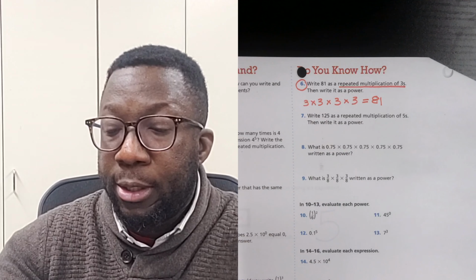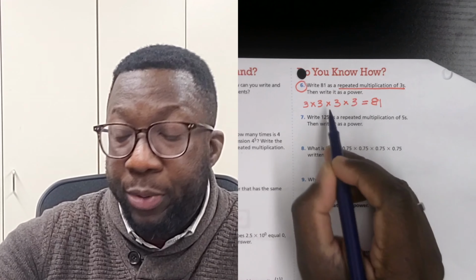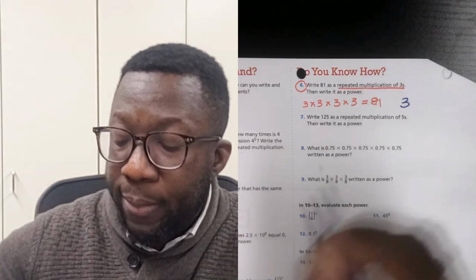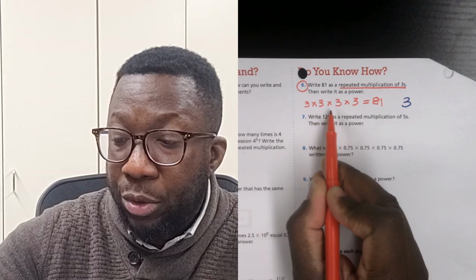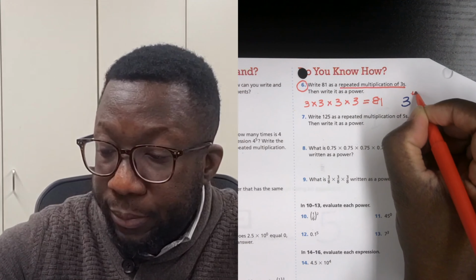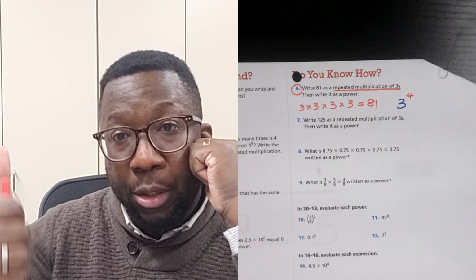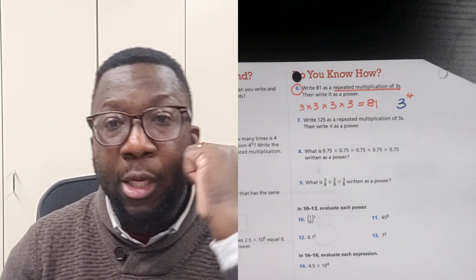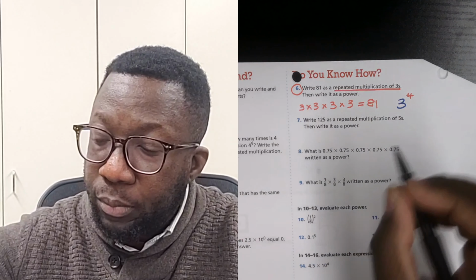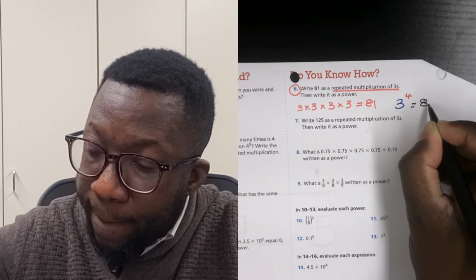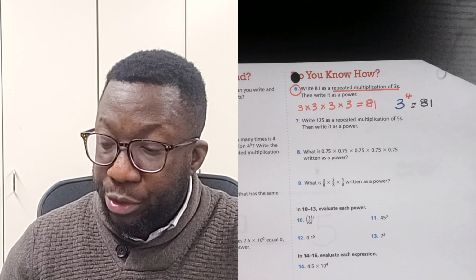How would we write this using an exponent? Well, we see that the 3 is what's being repeated, so 3 is going to be the base. And then the number of times that we see the 3 being repeated, 1, 2, 3, 4, that's going to be our exponent. So 3 to the 4th power is equal to 81, because it means 3 times 3 times 3 times 3, which gives us a product of 81.